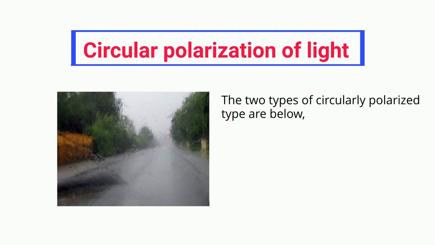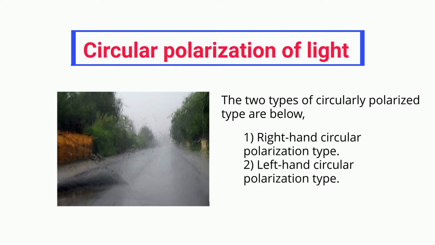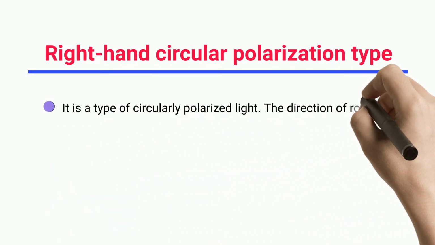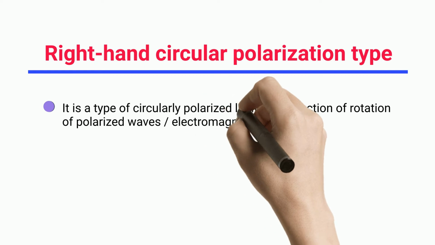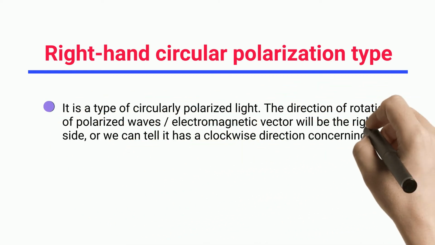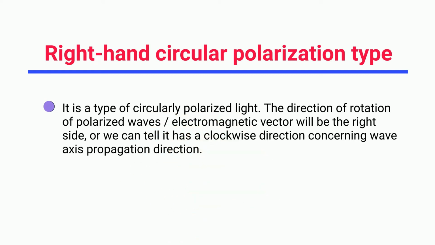The two types of circularly polarized type are below. Right-hand circular polarization type, left-hand circular polarization type. Right-hand circular polarization type. It is a type of circularly polarized light. The direction of rotation of polarized waves / electromagnetic vector will be the right side, or we can say it has a clockwise direction concerning the wave axis propagation direction.